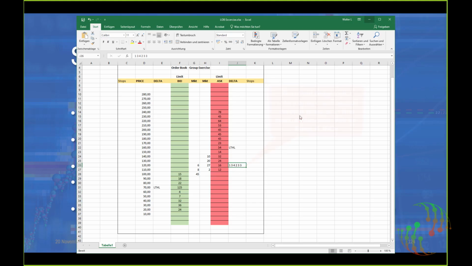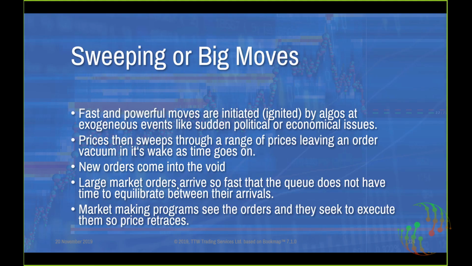When we are talking about a queue, that means large market orders arrive so fast that the queue does not have time to equilibrate between their arrivals. You will see that very often when a sweep happens, that they are simply going very, very fast through different price levels, and there is still an imbalance and it leaves an imbalance behind. Market making programs see the orders and they seek to execute them, so price retraces. Sweeps or big moves are absolutely important.